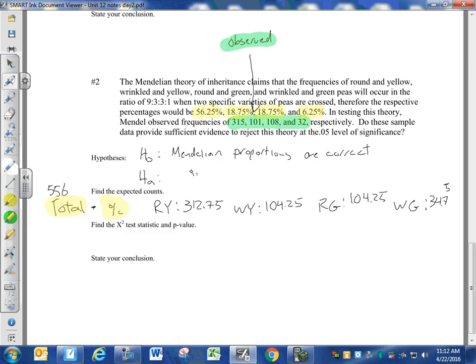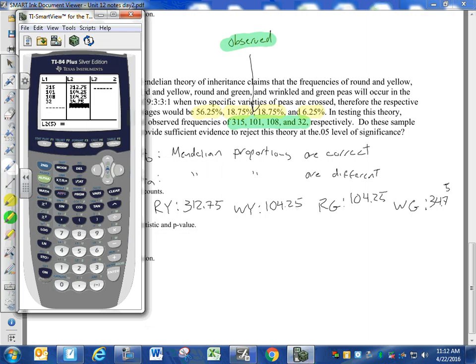The alternative is that the Mendelian proportions are not correct, or they're different than stated. Now, if we get a large p-value, then we can say Mendelian could be true. If we get a small p-value, we say Mendelian is a fool. Let's find out. Stat test.